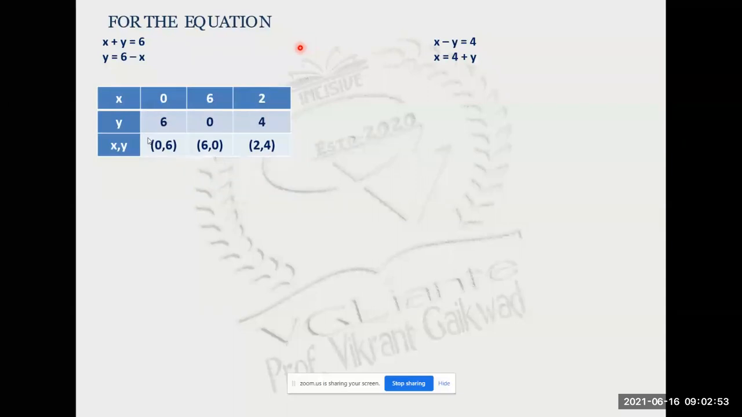Now for graphing the equation you need to draw the table. You can take any values you want: 0, 6 and 2. So in place of x, first substitute 0, giving y as 6. Next, when you substitute x as 6, what you will get? 6 minus 6, that is 0.